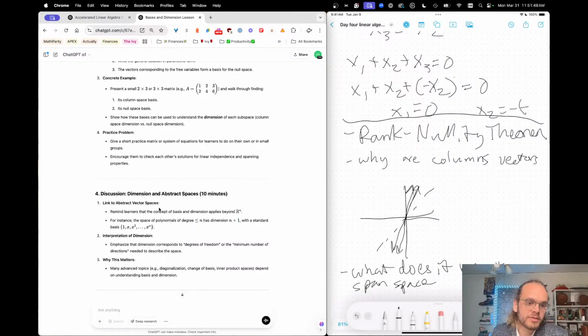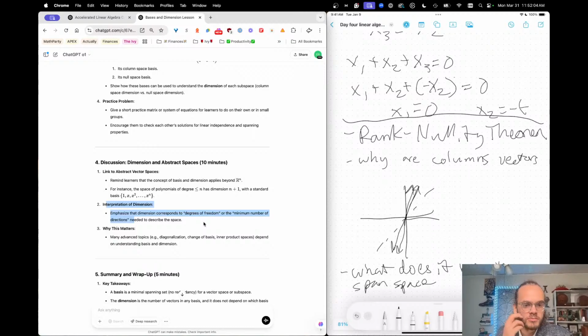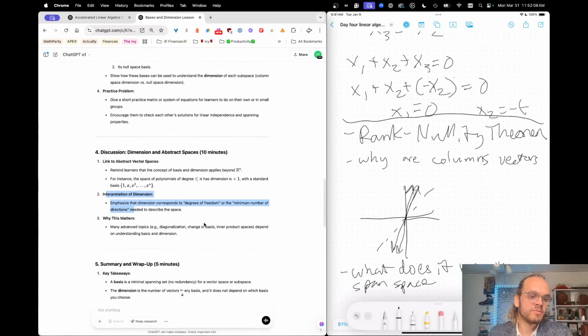Wow. Remind learners that the concept of basis and dimension applies beyond an n-dimensional space of real numbers. For instance, the space of polynomials of degree less than or equal to n has dimension n+1 with the standard basis of that. Dimension corresponds to degrees of freedom, or the minimum number of directions needed to describe the space. Many advanced topics, diagonalization, change of basis, inner product spaces depend on understanding basis and dimension. So this does matter. Wow.